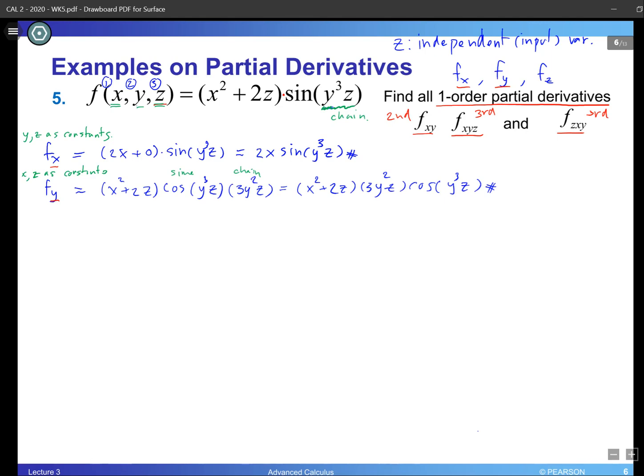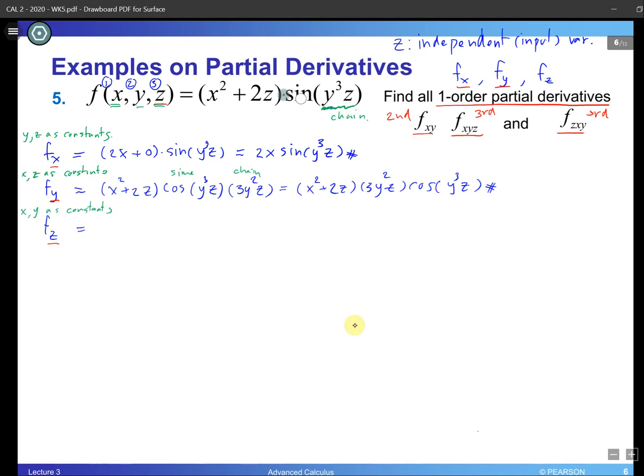Now let's move to the last one, the last of the first order, which is f with respect to z. And as you know, we are working with z variable, which means we are going to treat the others to be constants, and they are x and y as constants. All right, so need to find that.